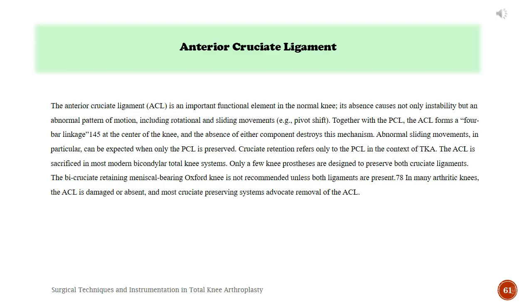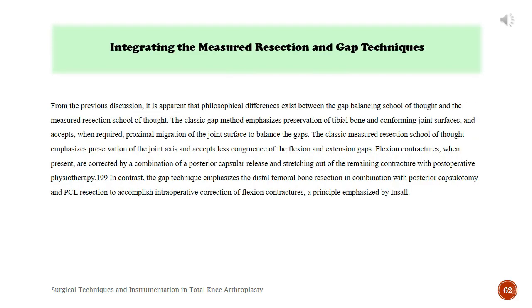Cruciate retention refers only to the PCL in the context of TKA. The ACL is sacrificed in most modern bicondylar total knee systems. Only a few knee prostheses are designed to preserve both cruciate ligaments. The bicruciate retaining meniscal bearing Oxford knee is not recommended unless both ligaments are present. In many arthritic knees, the ACL is damaged or absent, and most cruciate preserving systems advocate the removal of the ACL.